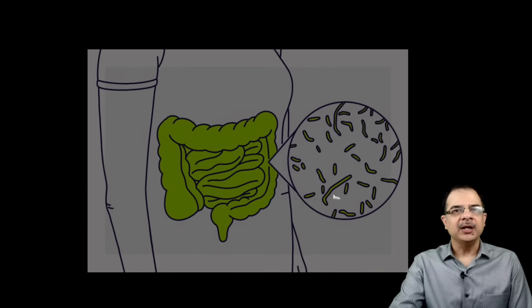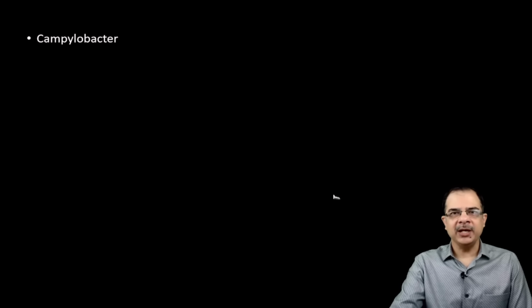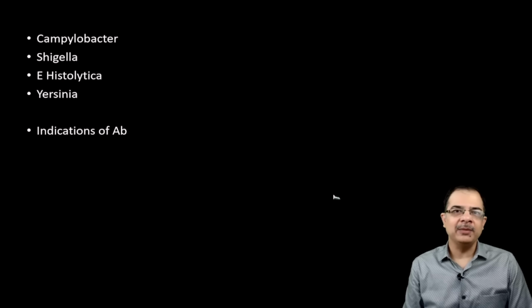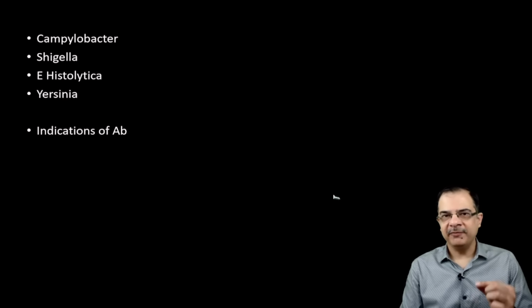Diarrhea. If a patient has diarrhea, the common organisms are Campylobacter jejuni, Shigella, Entamoeba histolytica. This is important for the Indian scenario. Yersinia. Now the indications for antibiotics, because not all diarrhea patients need antibiotics. These diarrheas are toxin induced and self-limiting. The only thing we have to consider is that fluid and electrolyte balance should be maintained in all patients of diarrhea. Giving antibiotics will unnecessarily predispose to antibiotic resistance.